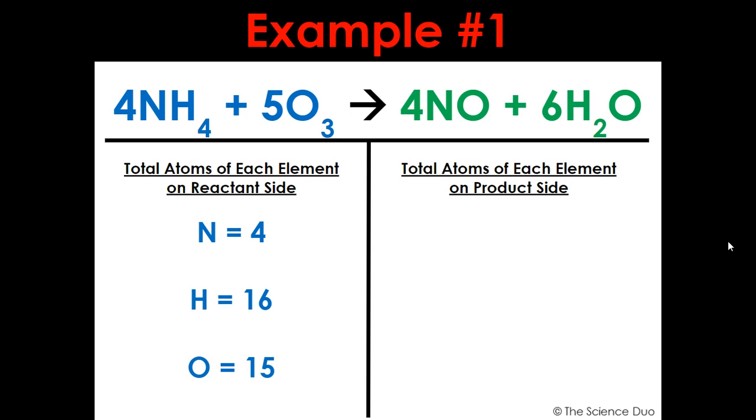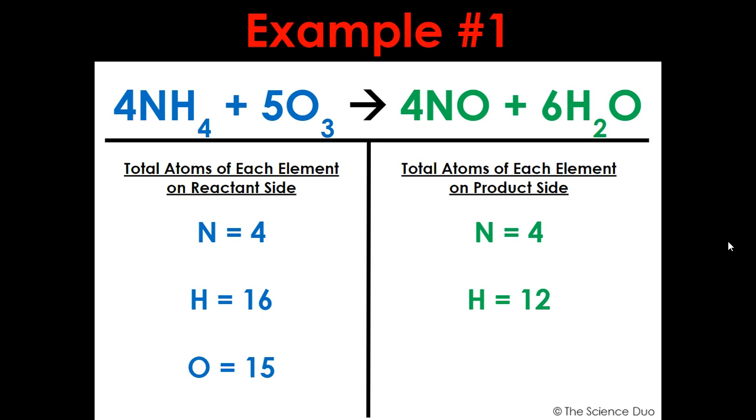Let's look at the product side. The total atoms of each element on the product side. The first one, we look at the coefficient 4 in front of NO, and that tells us that we have 4 nitrogen. If we look at hydrogen, it's 6 times 2, that's 12.